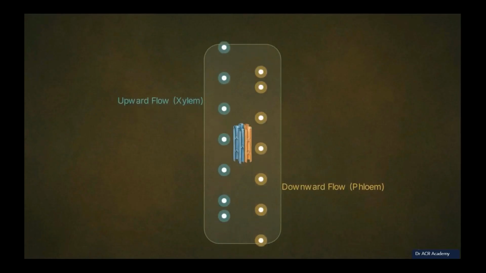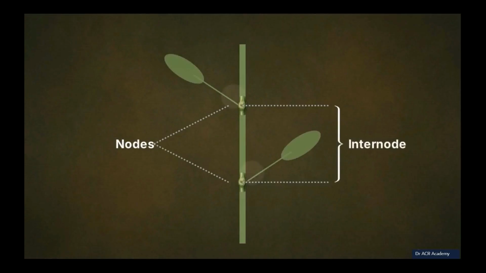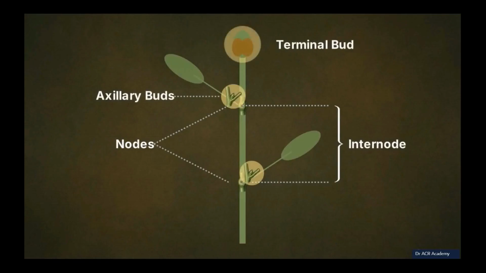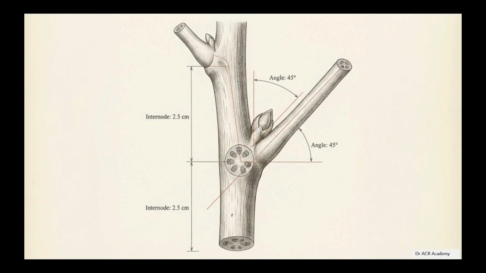and phloem. This diagram identifies the non-negotiable anatomical markers. The specific points where leaves attach are defined as nodes. The spacing between these nodes is the internode. Growth initiates from specific clusters, the axillary buds located at the node intersections and the terminal bud at the apex. These three anatomical markers, nodes, internodes, and buds, constitute the definitive identity of a stem, regardless of its outward appearance.